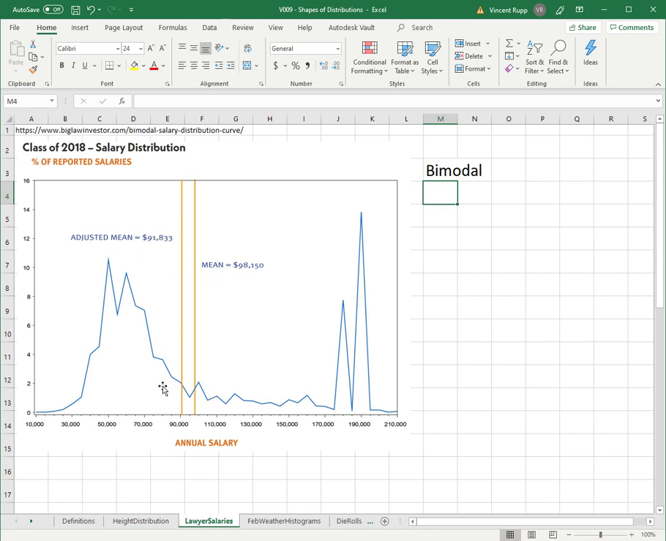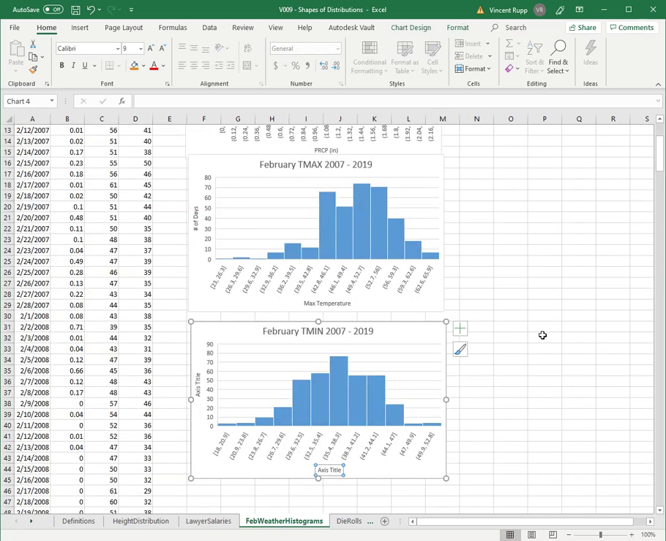But let's just move on. I don't know if this is symmetric or skewed because it's unimodal. Let's look at some of our February weather data.